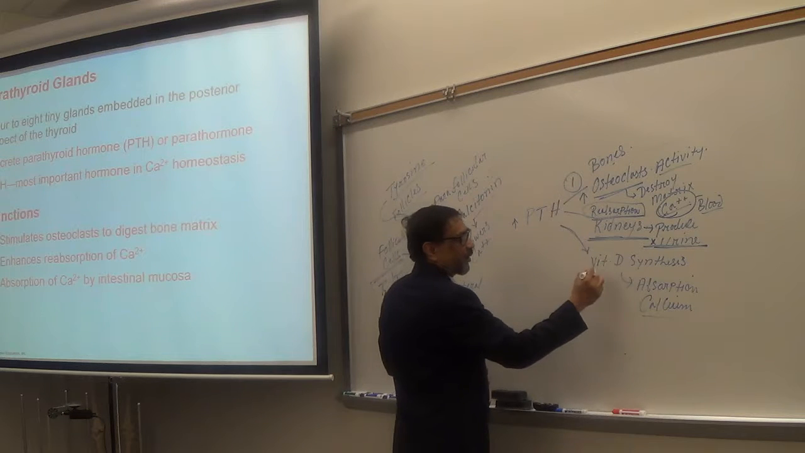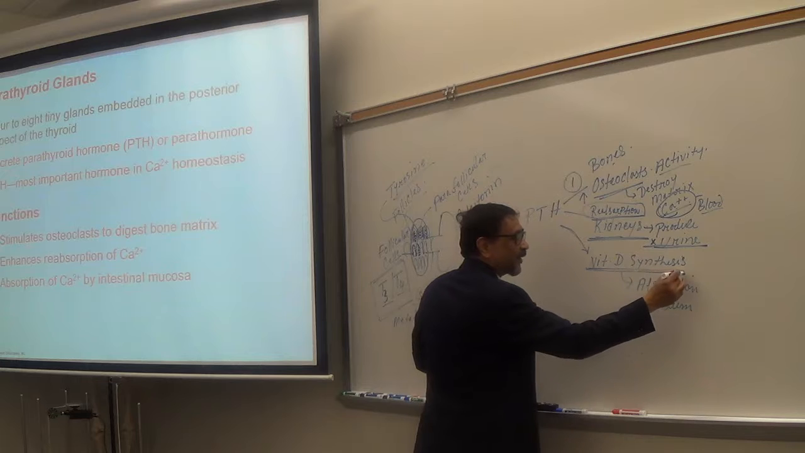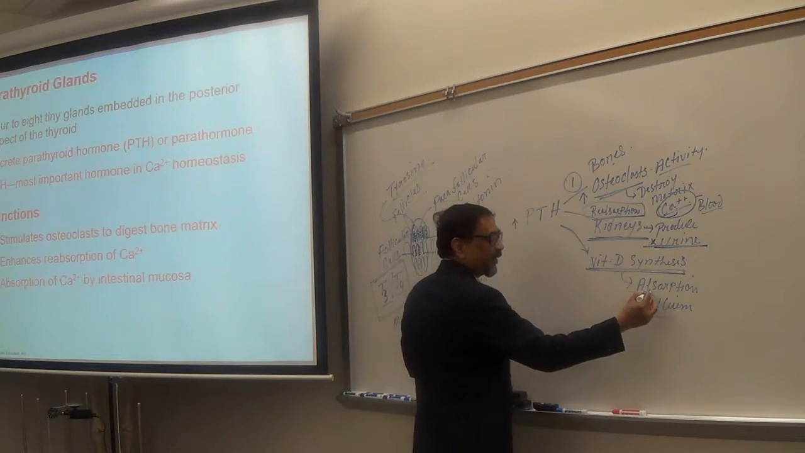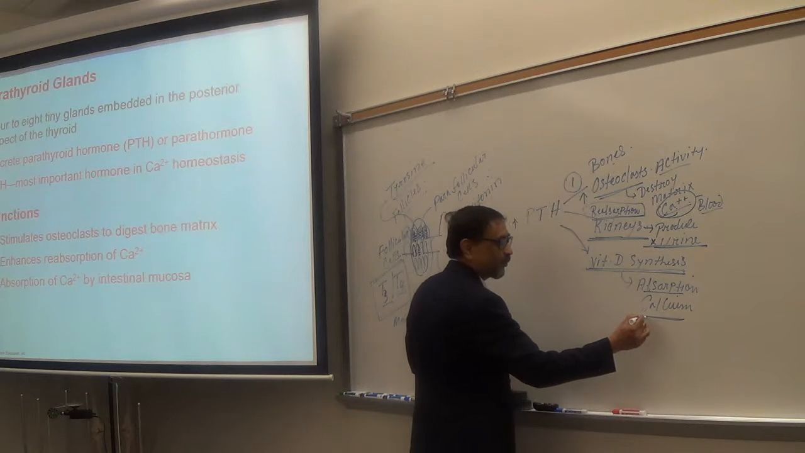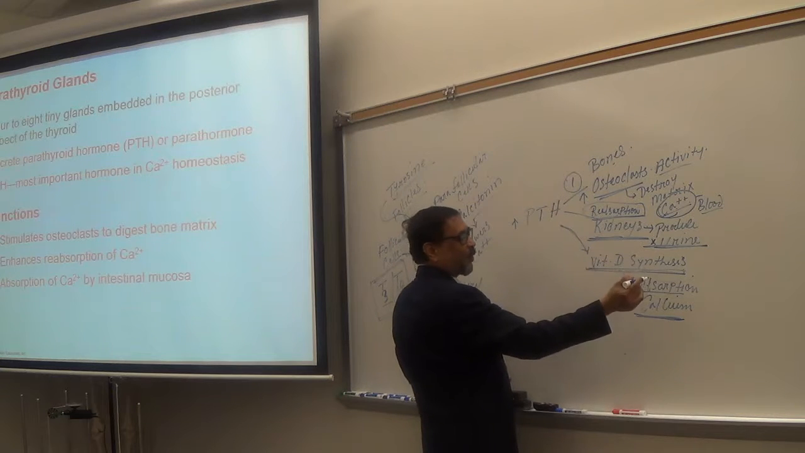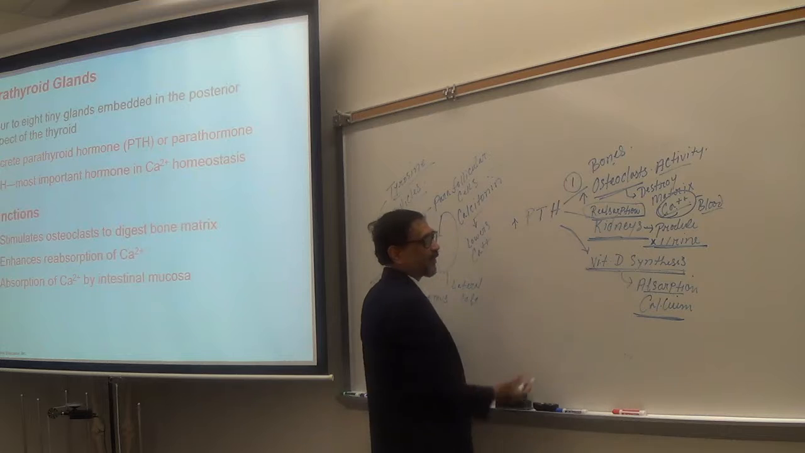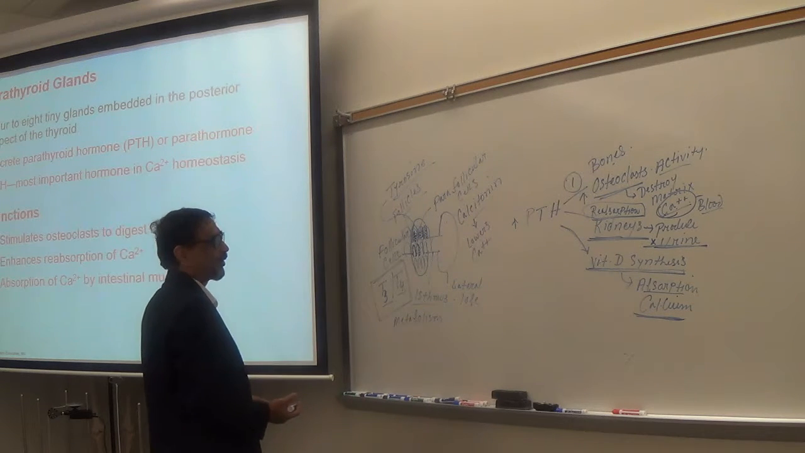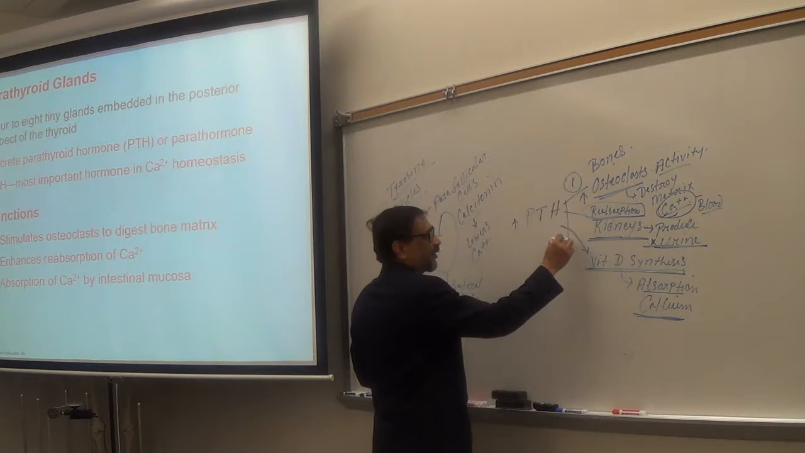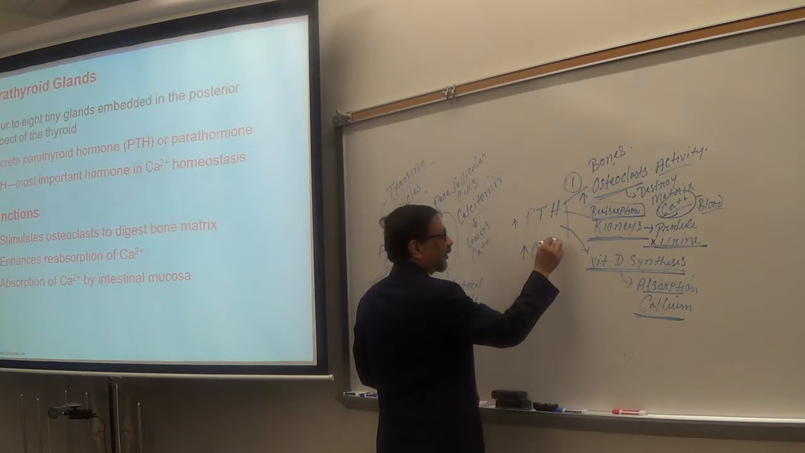Parathyroid hormone increases vitamin D synthesis. Now, why is this important? Vitamin D works on the intestine and helps in the absorption of calcium from the food you have in the intestine. So more vitamin D, more absorption of calcium. That means blood will get more calcium from the food, intestinal food. So all these three will increase the calcium in the blood.